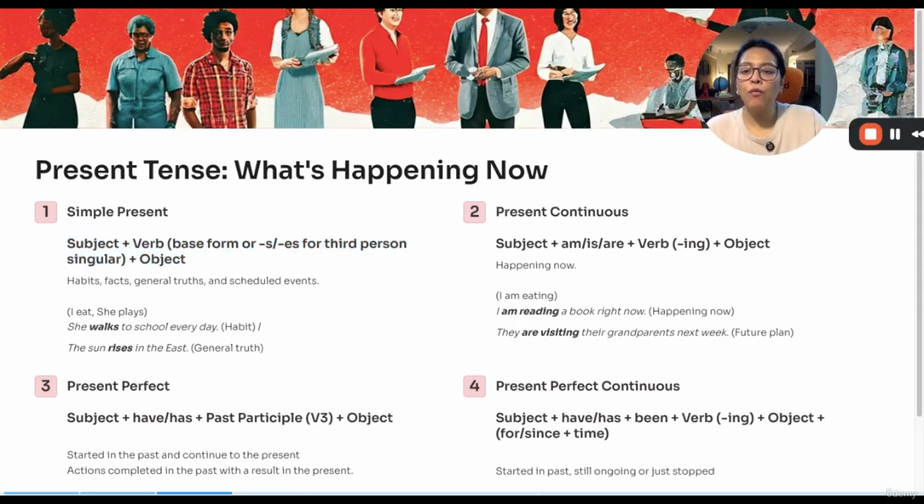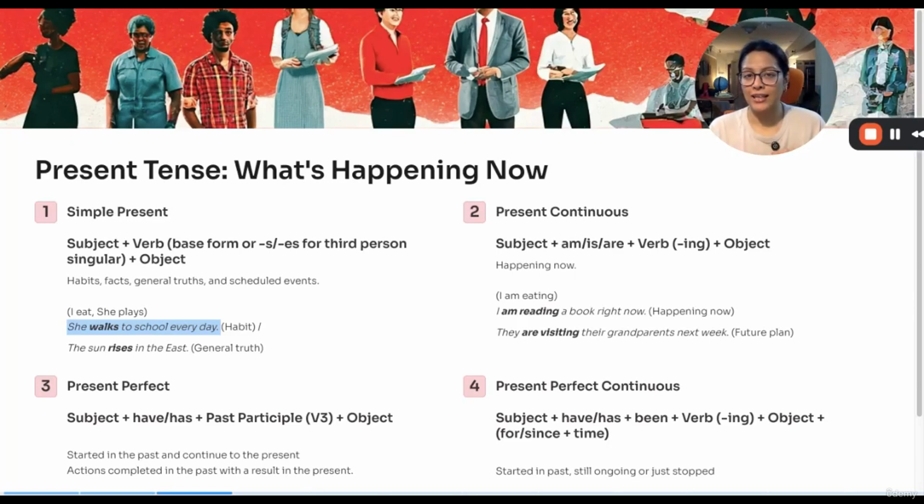Like, she walks to school every day. Here, she is the subject. Walks is the verb. Remember how we want to use the verb in its base form or add s/es depending on the subject. To school every day would be your object. And why she walked to school or she will walk to school every day will not make sense, because she walks to school is a habit. That is something that she does every day. So she walks to school every day.